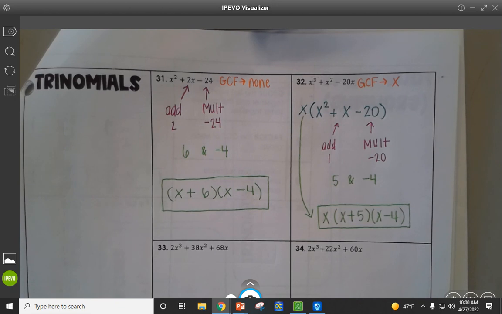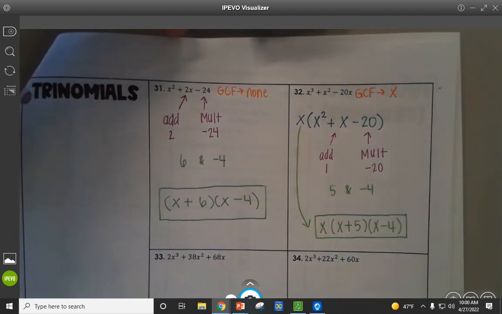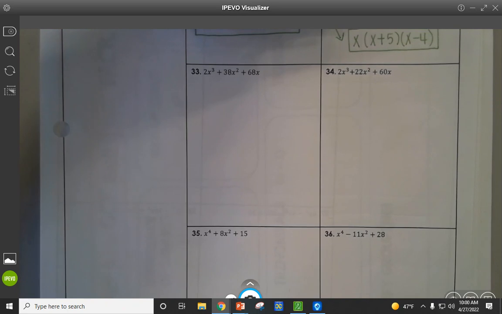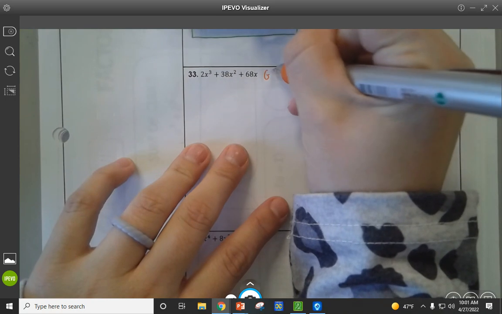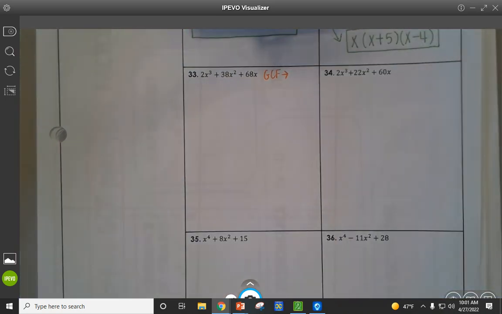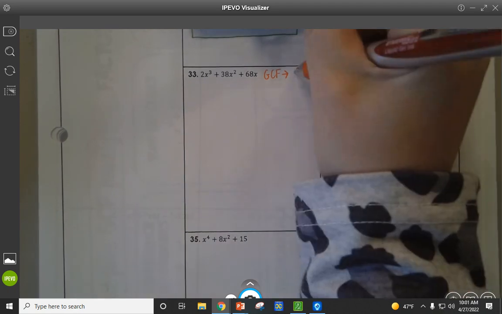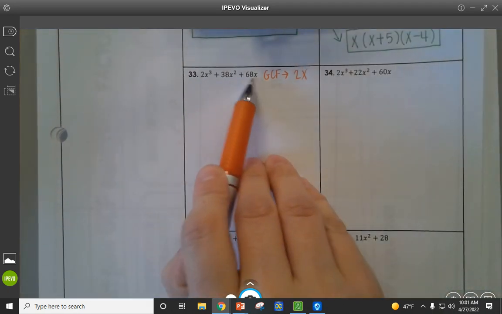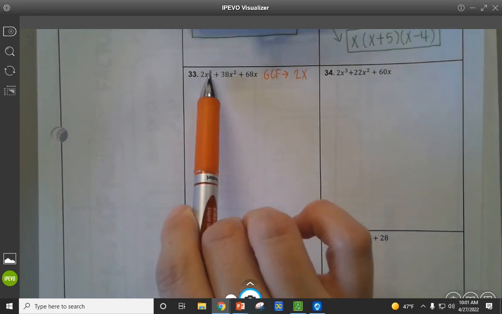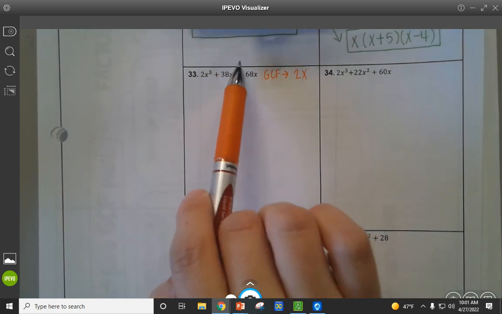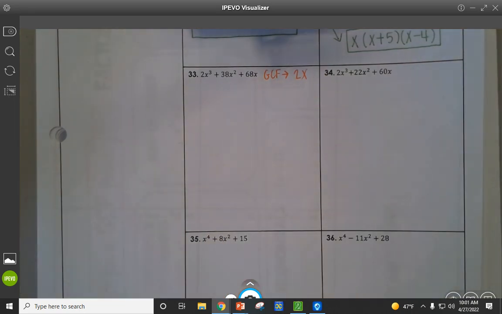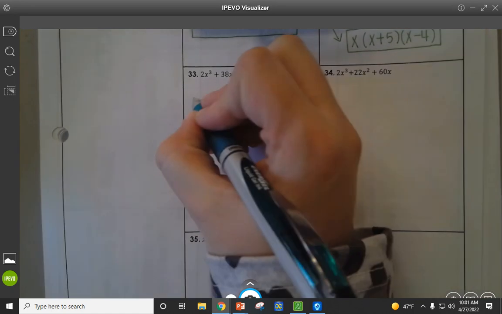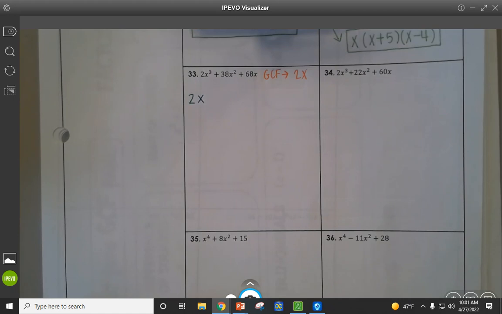Are there any questions? These are a lot of steps. All right, number 33. Let's look for a GCF. It is 2x. All three of these terms are divisible by 2, and they all have at least one x. So 2x. We're going to write that on the outside, our GCF.